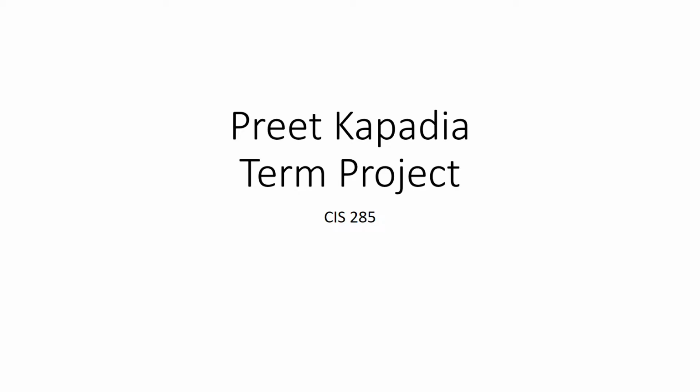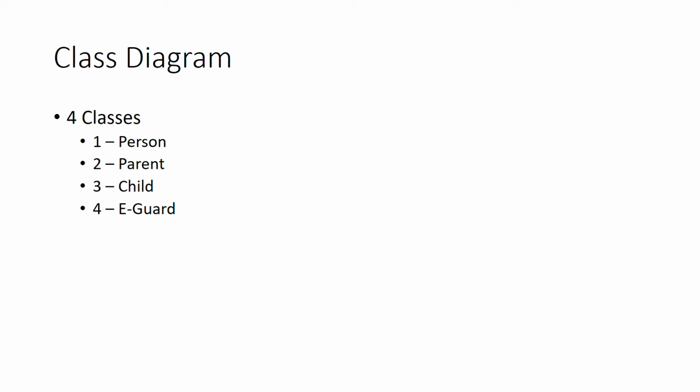Term project. Class diagram. I have 4 classes: person, parent, child, and eGuard, and I will explain 3 of them.